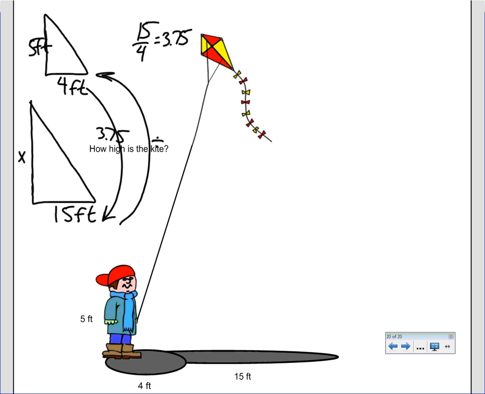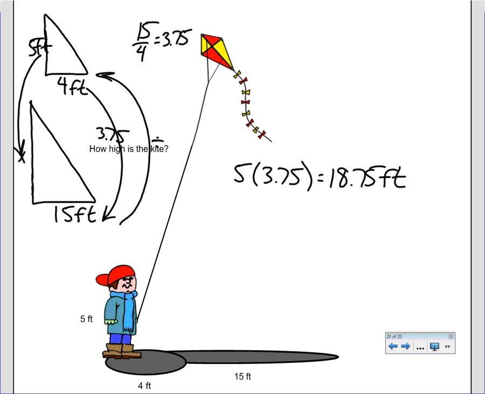That was the division, 3.75. So that means that this guy is 3.75 times bigger. Okay, so 5 times 3.75, his kite is 18.75 feet high in the air. So my scale factor from 4 to 15 was 3 3/4. So that must mean my scale factor from 5 to x was also 3 3/4.